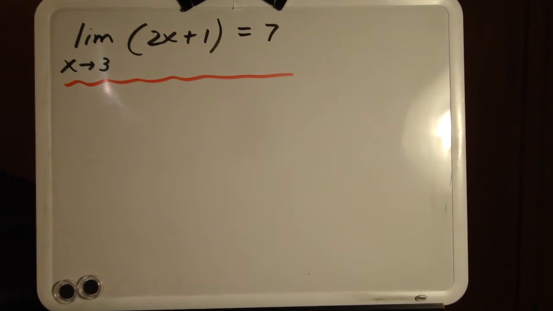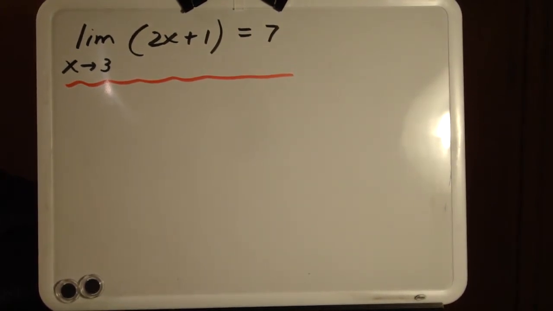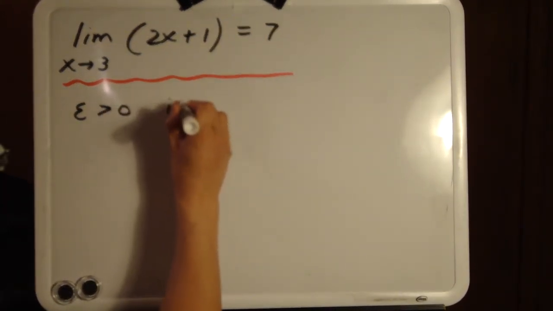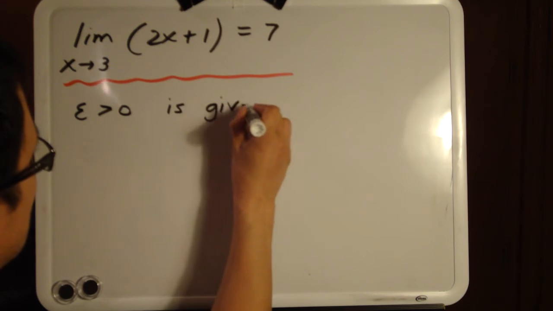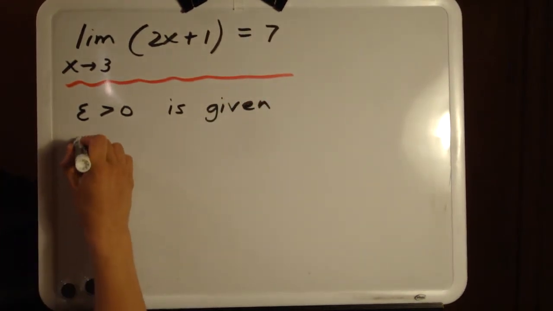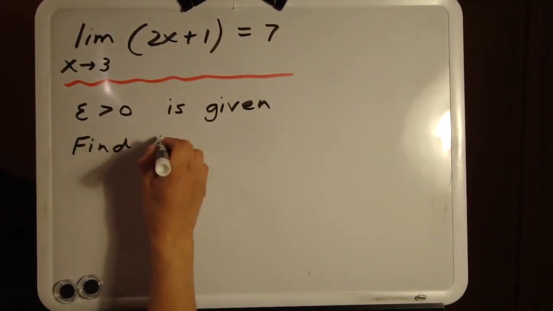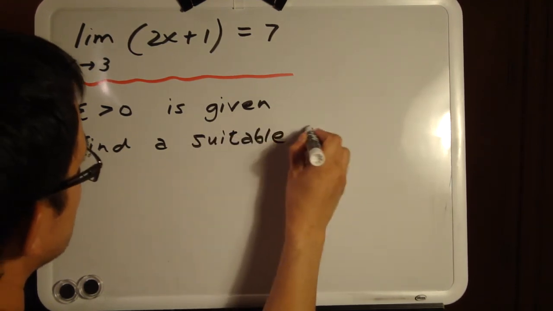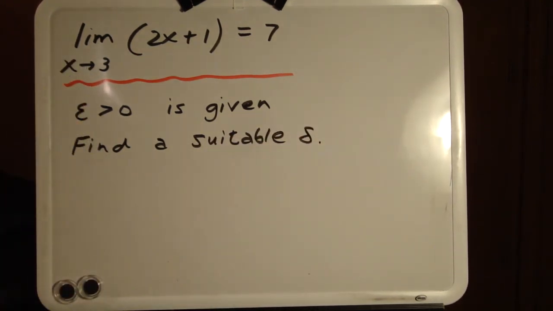So what I'm going to do here first is to write down just the basic statement so we can see what we have to prove. Remember that epsilon is greater than 0. This is given to you in the problem. And what we have to do is to find a delta that will work. So find a suitable delta. That's what we have to do.